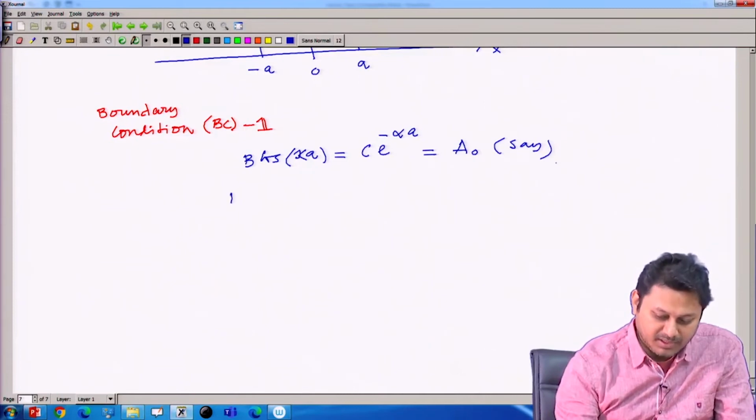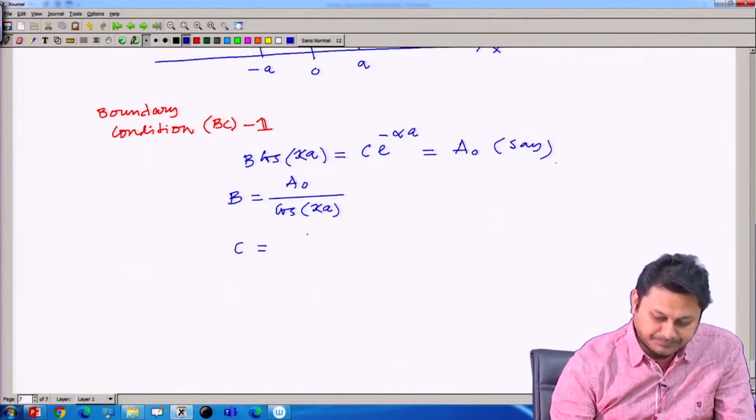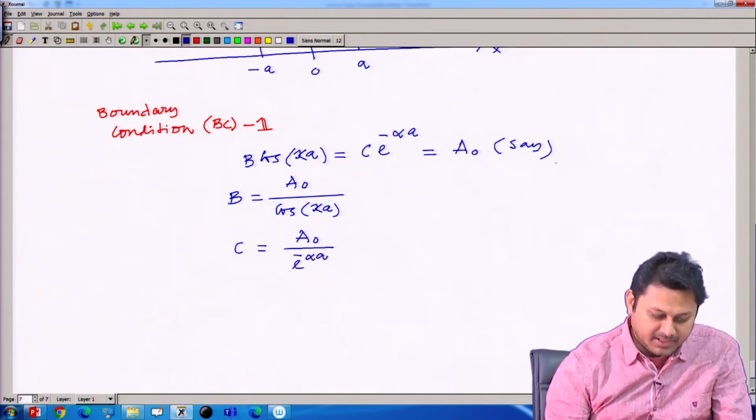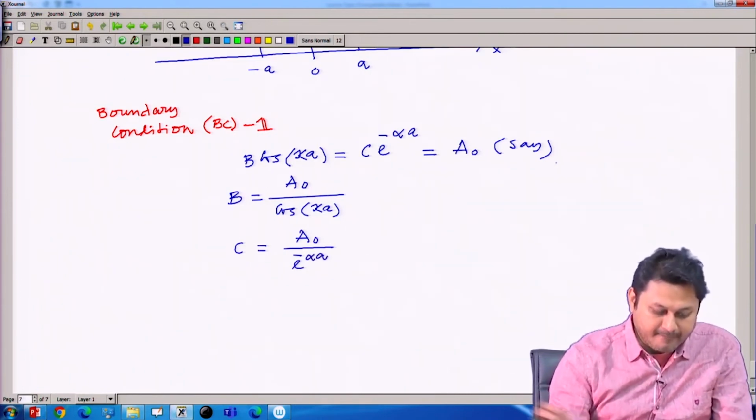So, my B becomes A0 divided by cos of kappa A, and my C becomes A0 divided by e to the power of minus alpha A. These are the two values of B and C I have.